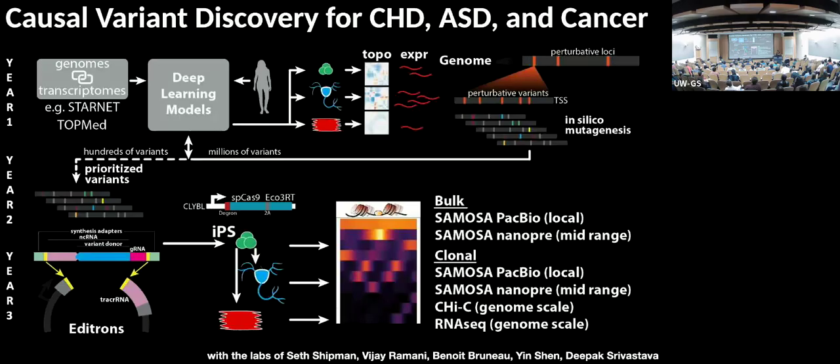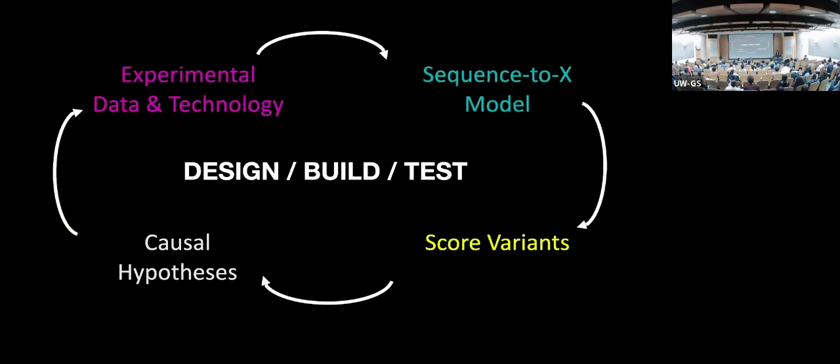So we have a 3-year goal focused on congenital heart defects, autism, and on cancers, skin and colon cancers. And we will be using this platform with these deep learning models, this high throughput genome editing, and a whole bunch of different single molecule as well as single cell and bulk genomic assays to build up the data that we need to build the next generation of hopefully even better sequence to X models.